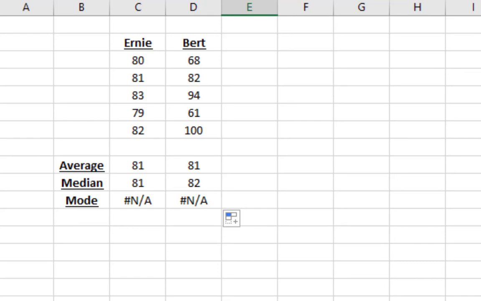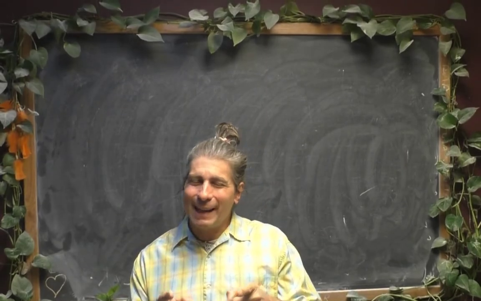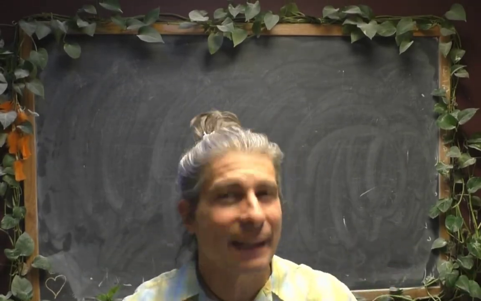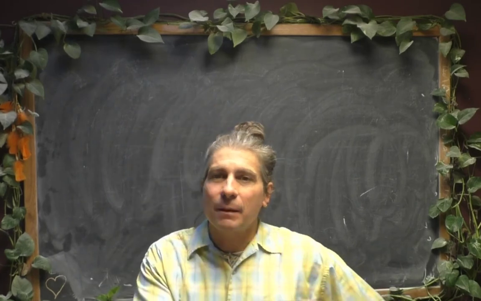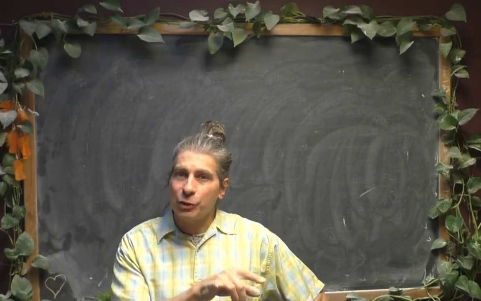So when I look at this data, with the exception of mode, maybe I'll delete the mode because they don't have one. But when I look at the average and the median, which are the 2 main measures we've looked at so far, Bert and Ernie look exactly the same. But they're not the same, right? I mean, yeah, on average or on median, they're the same. But there's definitely something different about each of these 2 students.